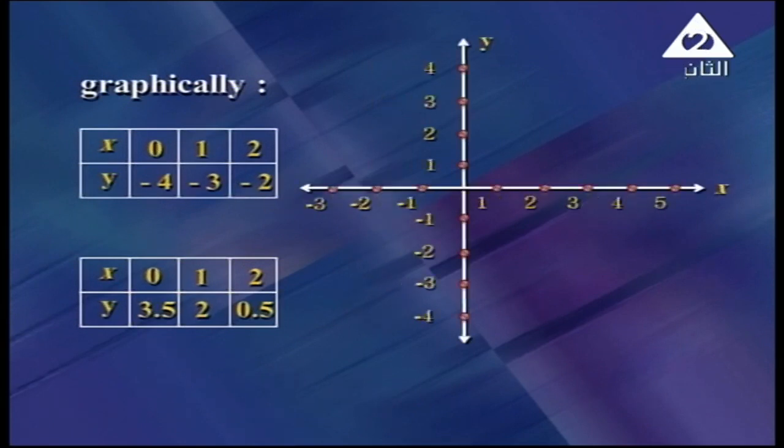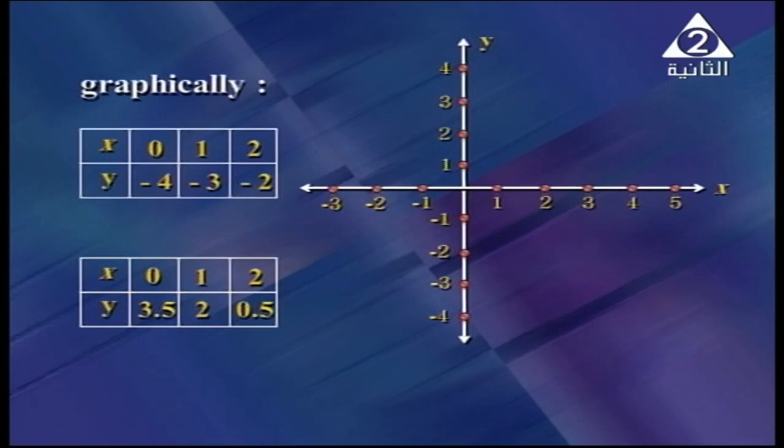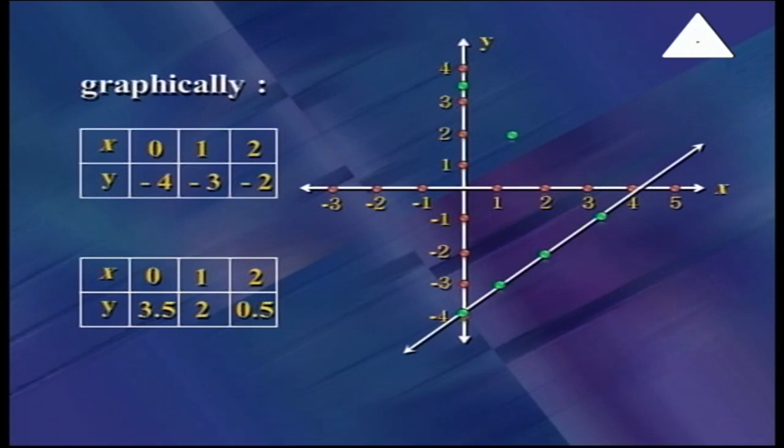Now try to plot the two graphs together. So by making the two axes, you are going to find that the first point is 0, negative 4. The second point is 1 and negative 3. The third point is 2 and negative 2. Then draw the line by using a pencil and a ruler so as to join the 3 points together. What about the other line? It is 0 and 3.5. The other point is 1 and 2. The last point is 2 and 0.5.